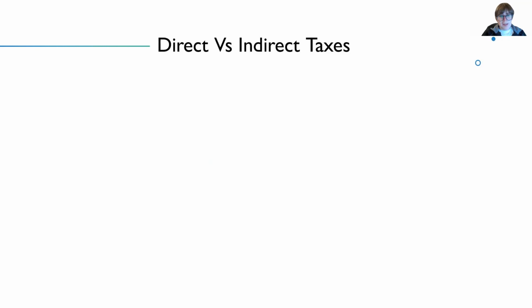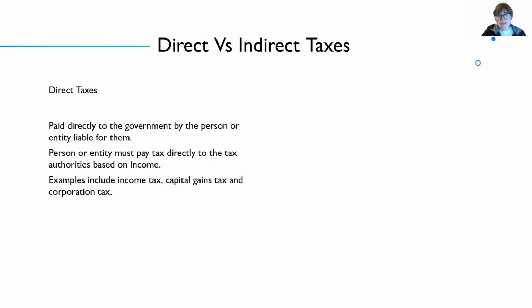So you need to be able to distinguish between direct and indirect taxes. So direct taxes we will have a look at first. These are paid directly to the government by the person or the entity that is liable for them. A person or entity must pay tax directly to the tax authorities, and it will be based upon income. So examples of this include income tax, capital gains tax, and corporation tax.